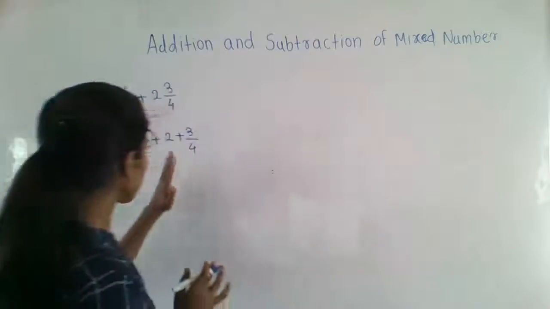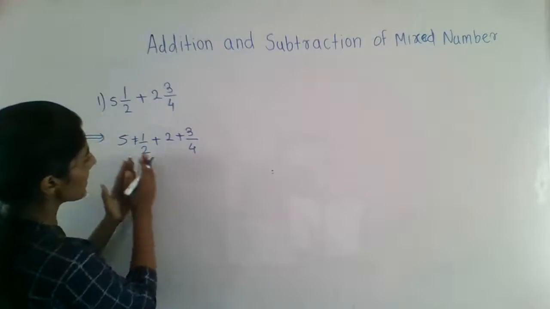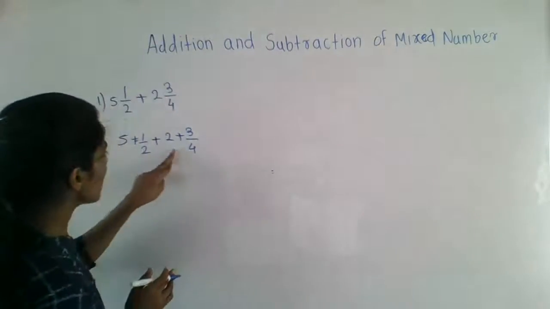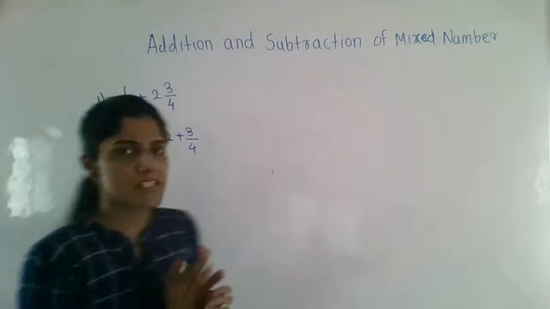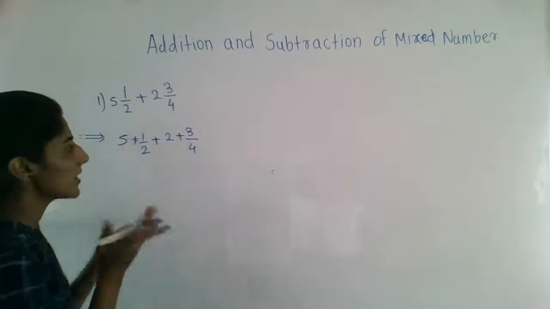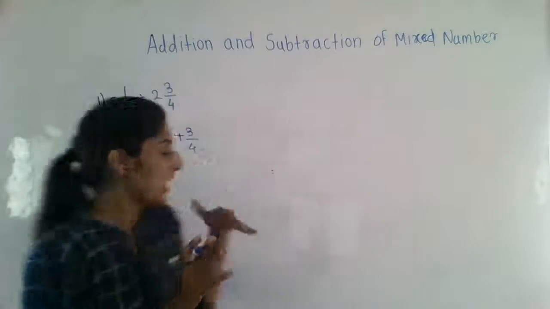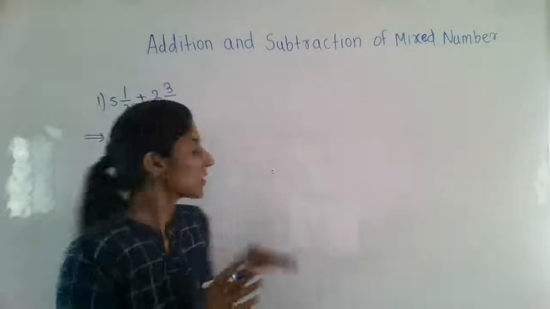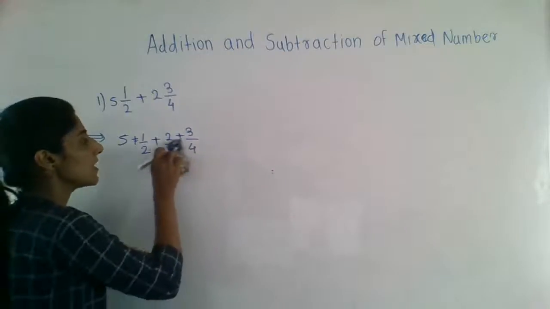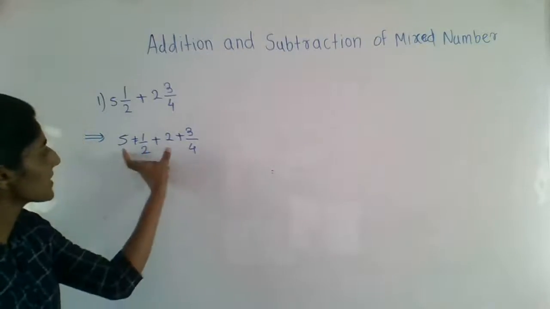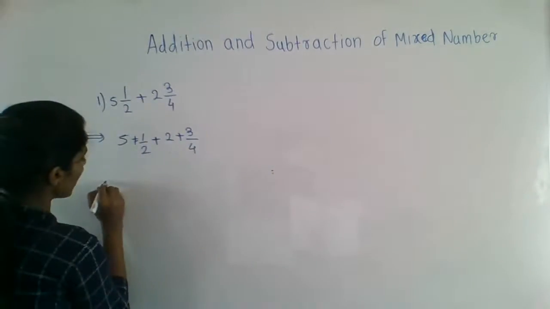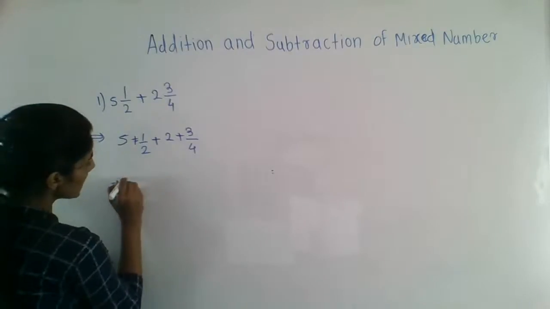Okay, now you can see here 5 plus 1 by 2, 2 plus 3 by 4. Now see here 5 plus 2. We know that when the denominator is absent, take it as 1. But here 5 and 2 are not fraction numbers. When the denominator is 1, then it becomes a fraction. Here we will add these two numbers directly. 5 plus 2, what do we get? That is 7.